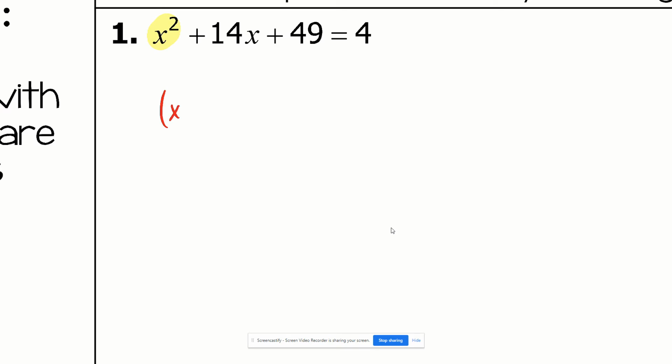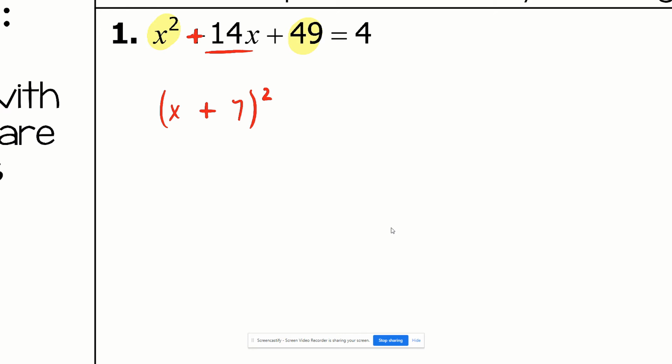And what multiplies by itself to get 49? 7. Now what is x times 7? 7x. Double it. Did it give me that value that's right here in the middle? Well, absolutely it did. So therefore, you take the sign here, and this becomes (x + 7) squared.